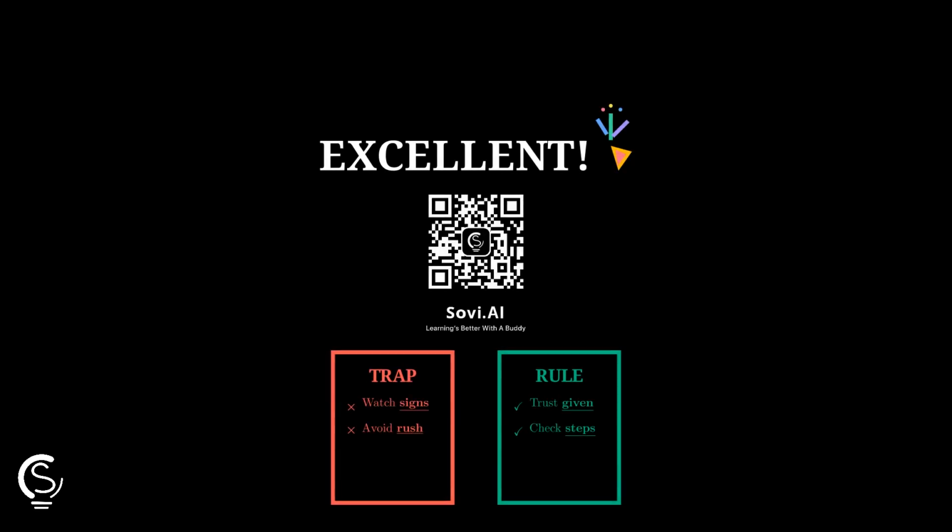Trap: signs, and rushing. Rule: trust given information and check the steps before choosing.